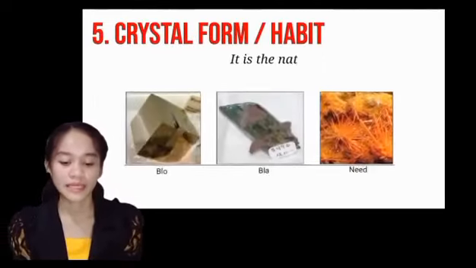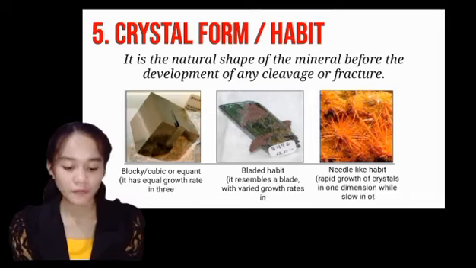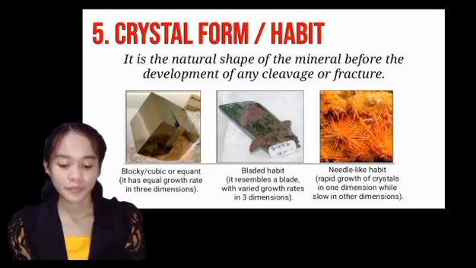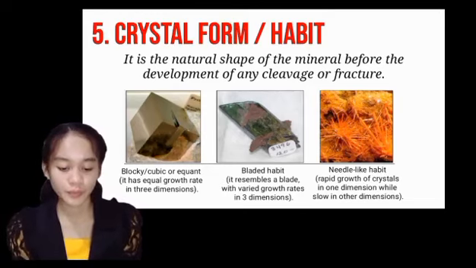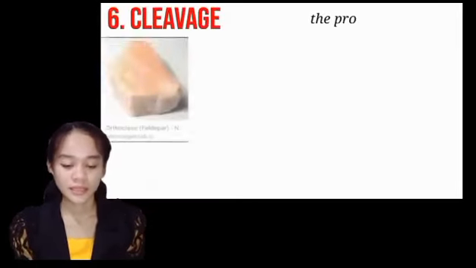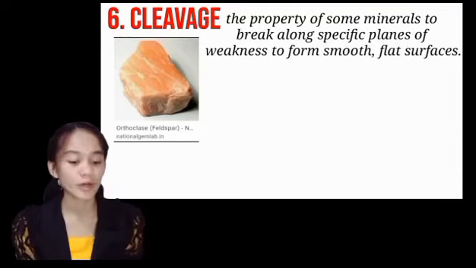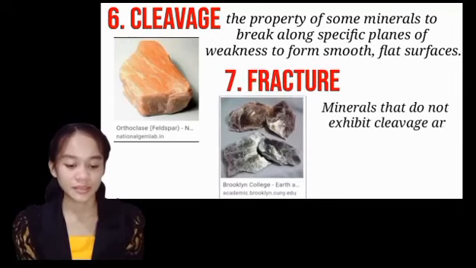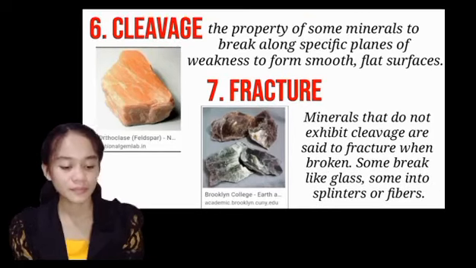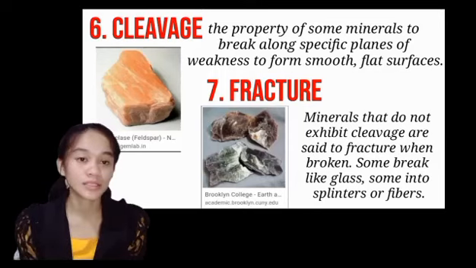Crystal form or habit. It is the natural shape of the mineral before the development of any cleavage or fracture. As we can see in the picture, there are blocky, cube, bladed habit, and needle-like habit. Cleavage. The property of some minerals to break along specific planes of weakness to form smooth, flat surfaces. Fracture. Minerals that do not exhibit cleavage are said to fracture when broken. Some break like glass, some into splinters or fibers.